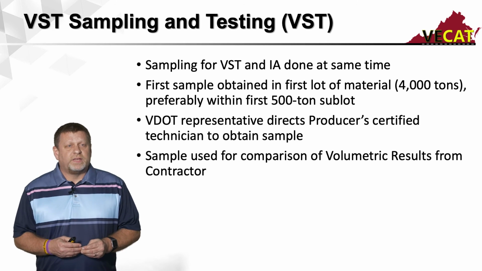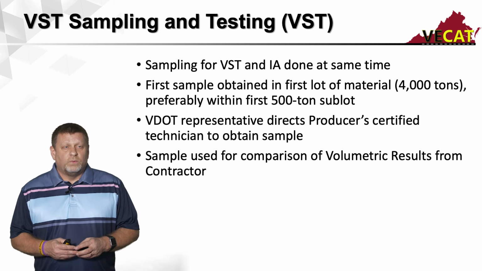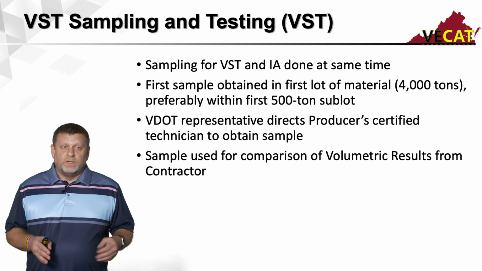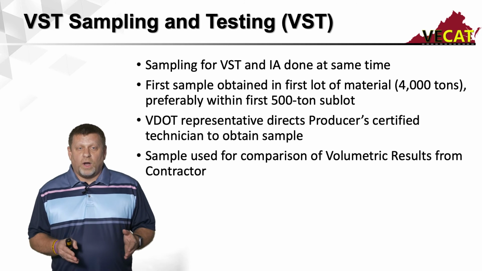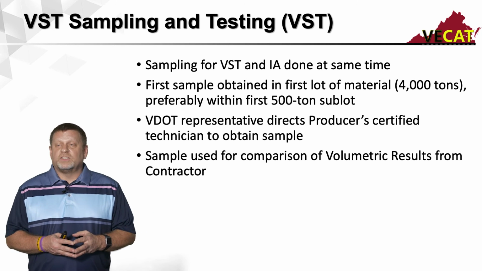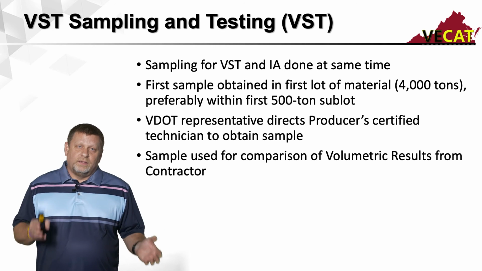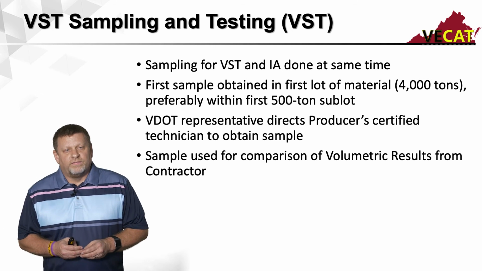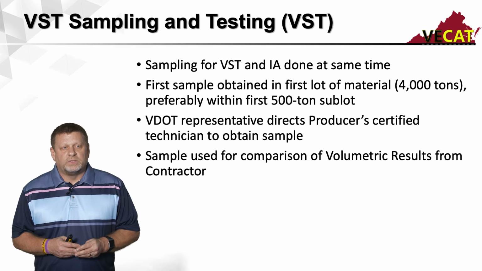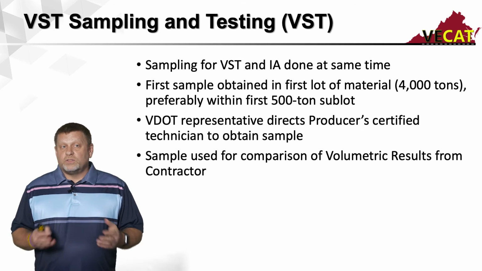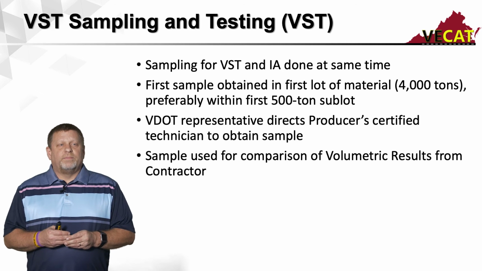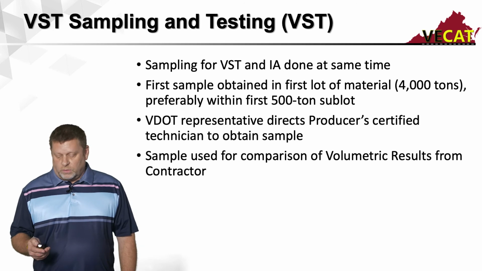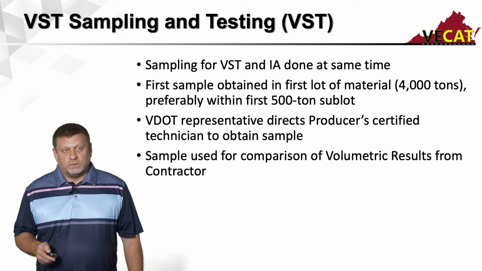First sample is obtained in the first lot of material, which is basically up to 4,000 tons, and preferably within the first sublot of material. Sublots are divided into 500-ton quadrants, so we would take our first sample randomly, stratified, randomly picked within that first 500 tons. The VDOT representative directs the producer certified technician when to obtain the sample, and then basically this sample is kept for comparison and volumetric results compared to the contractor's test results.